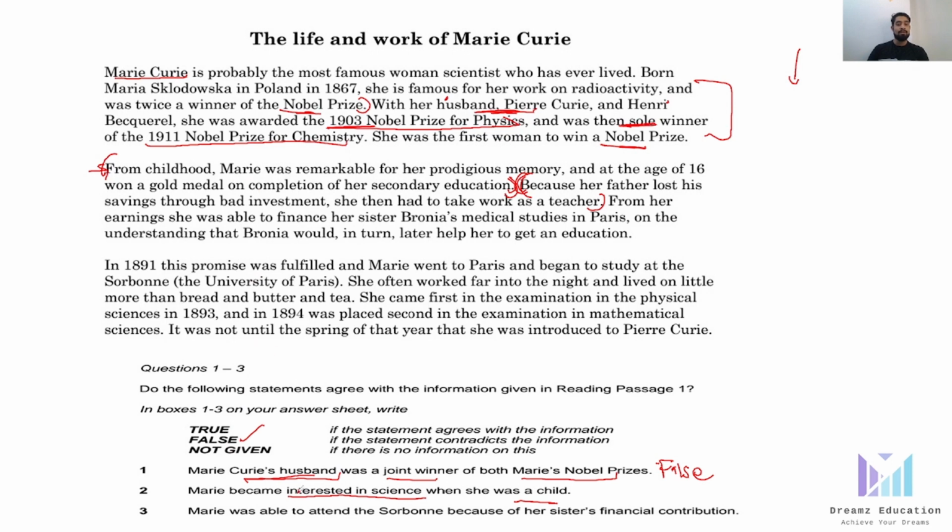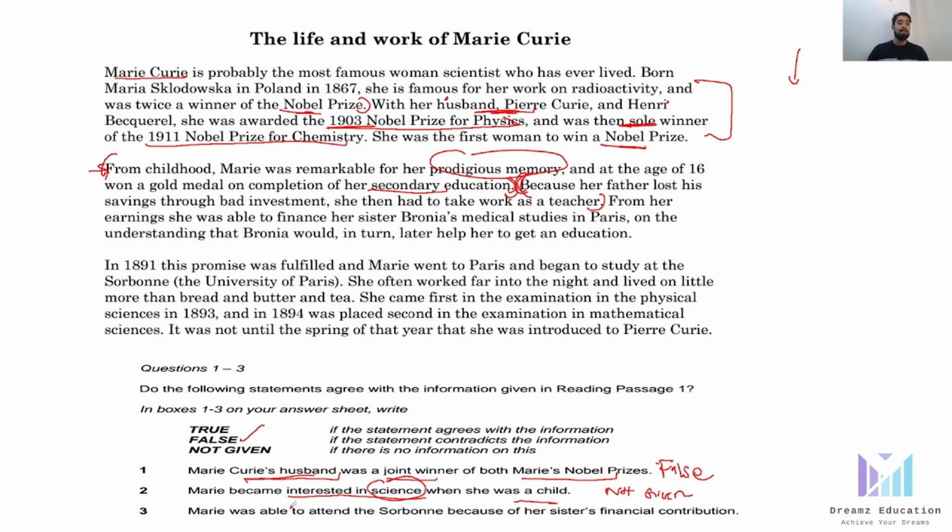And did they mention anywhere that she was interested in science when she was a child? From childhood Mary was remarkable for a prodigious memory. She had a good memory. At the age of 16 she won a gold medal on completion of her secondary education. But they never mentioned anything about science, correct? So our answer is not given.